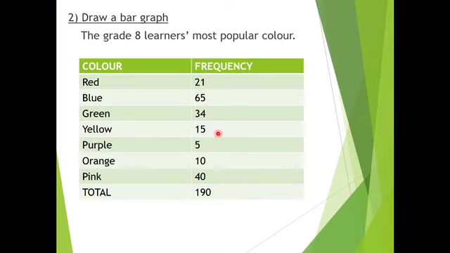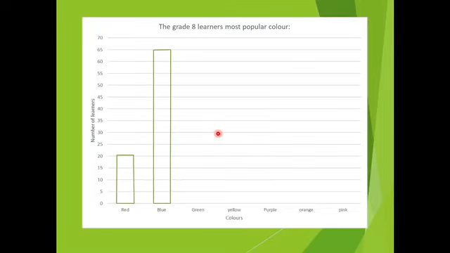Then let's look at blue, it's 65. So you can draw your bar all the way to 65. And note my spacing and my bars are the same width. Okay, again, you're getting marks for that. So make sure that you're doing it correctly.